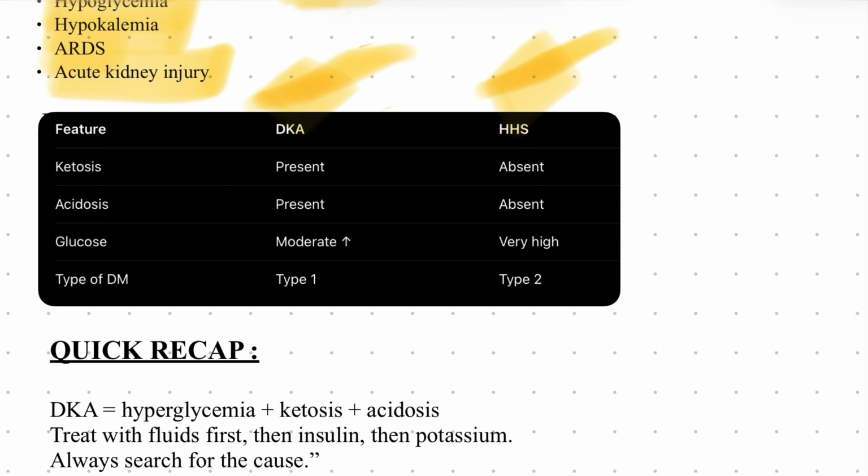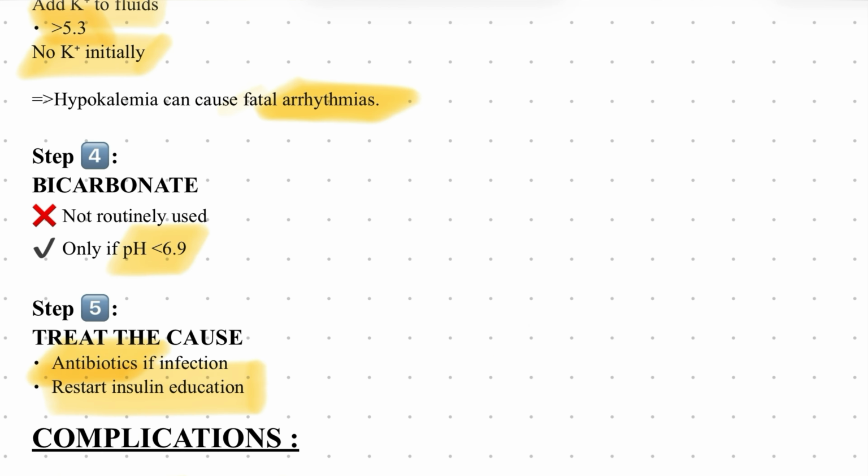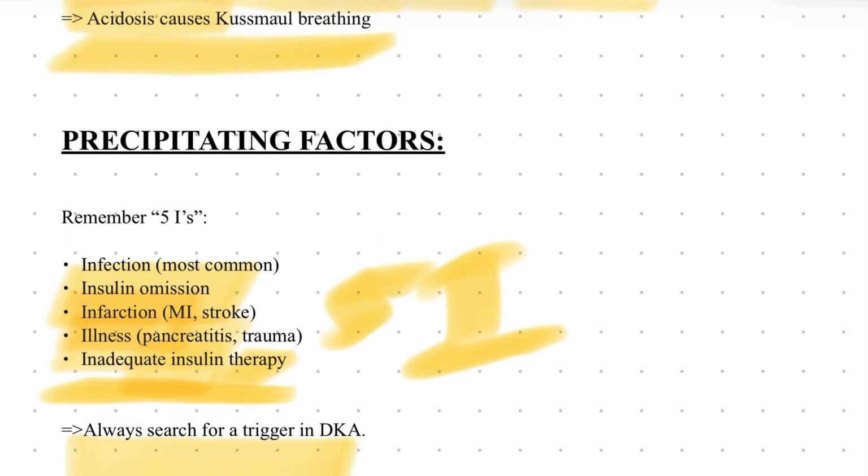So at last, if someone asks what is diabetic ketoacidosis, you need to remember these points. Diabetic ketoacidosis is a condition where hyperglycemia is seen, where ketosis will occur, which leads to metabolic acidosis. Treat with fluids first, then insulin. We said 0.9% normal saline will be given, then we'll go with the insulin, then the potassium. Then at last you have to find the actual cause, why it happened. So that was all about diabetic ketoacidosis in this video.